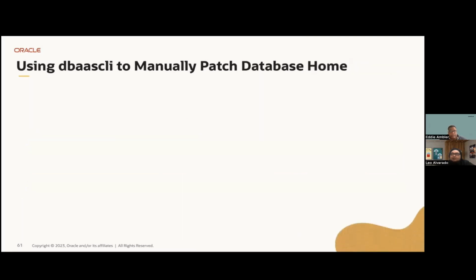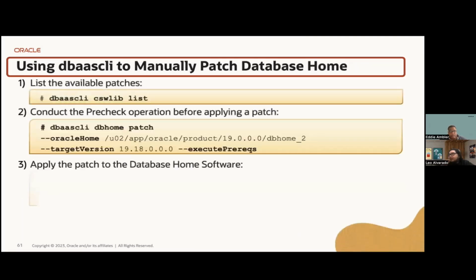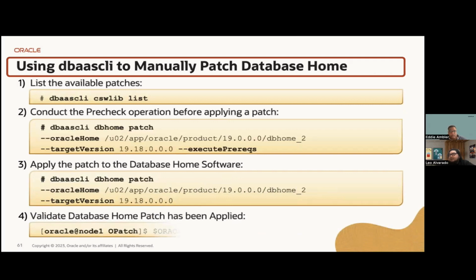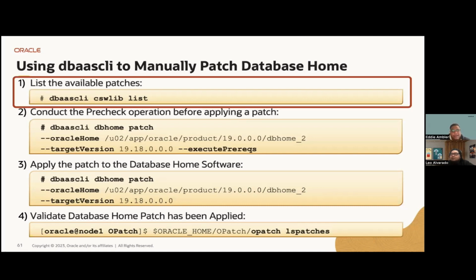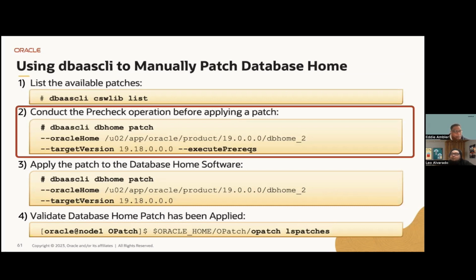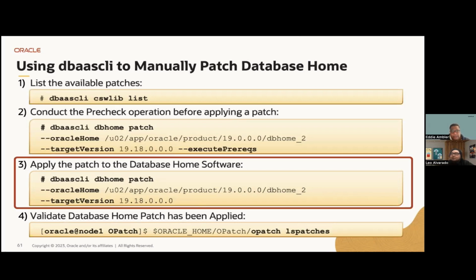And then on the next set of commands, so these are dbaascli commands to manually patch the database home. So same thing as what we have shown a while ago. So this is how you list the available patches. Of course, best practice is to conduct the pre-check operation before applying the patch. And then the third one is the command for the actual applying of the updates for the database home software.